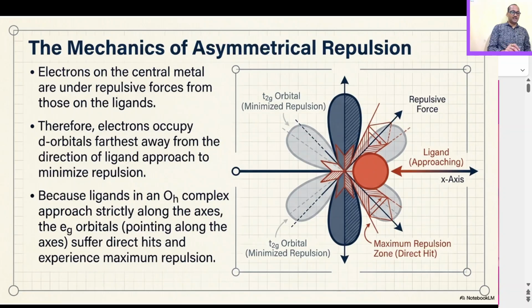Then, electrons on the central metal atom are under repulsive forces from those on the ligands. Therefore the electrons will occupy the d orbitals farthest away from the direction of ligand approach to minimize this repulsion. And because the ligands in an octahedral complex approach strictly along the axes, the Eg orbitals will suffer direct hits and experience maximum repulsion.